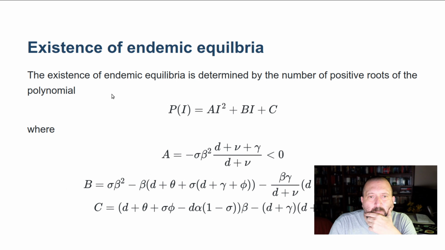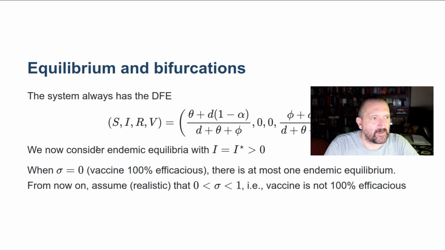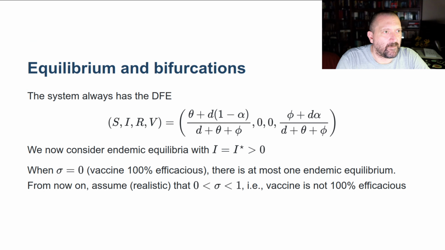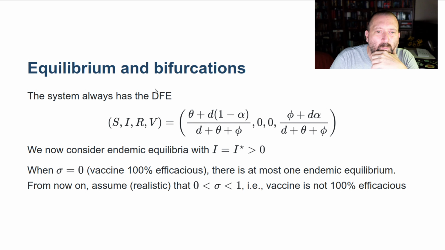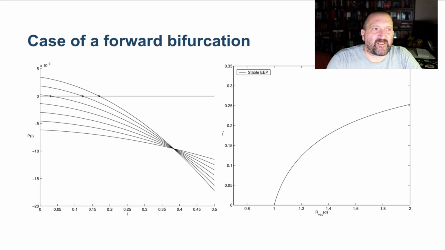What happens? Well, when you're looking for equilibria, I should move myself out. Oh, I was in the way. When you look for equilibria in this model, what you find is that the non-zero equilibria, the positive equilibria of I, are governed by this quadratic equation. This quadratic has its first coefficient negative, and the other two coefficients are there. So what happens? That's the classic case.